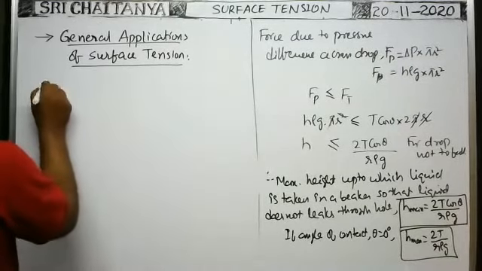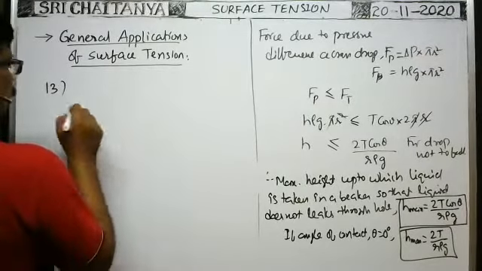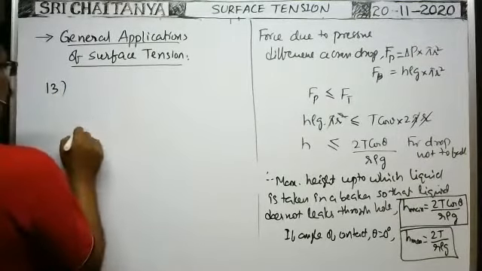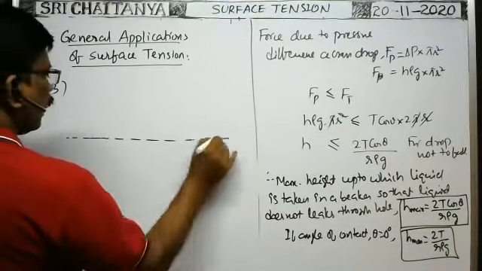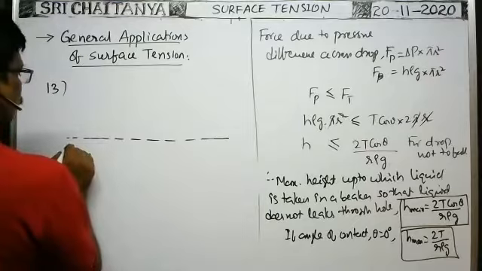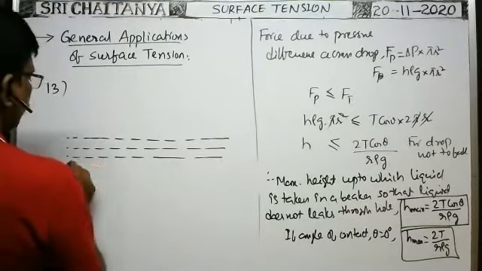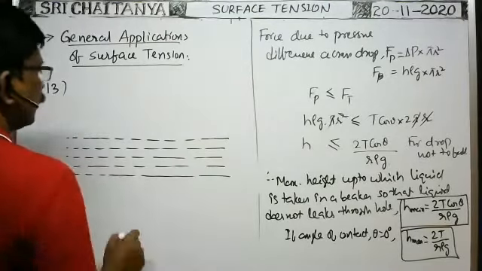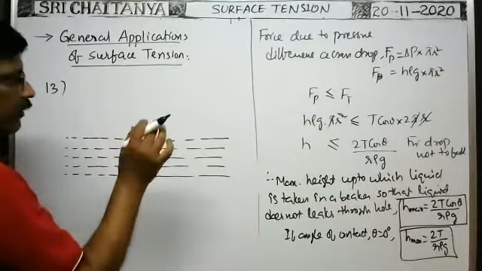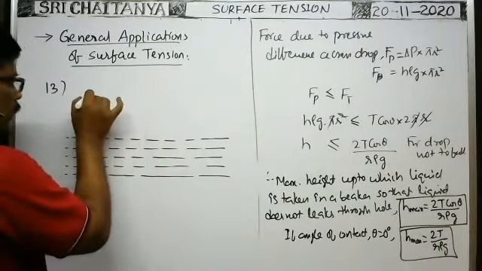Next, we see the 13th problem. Same type of concept only, but a different approach. On the surface of the liquid, the beaker is kept. The beaker is having a hole at its bottom. On the surface of the liquid, one beaker is kept.